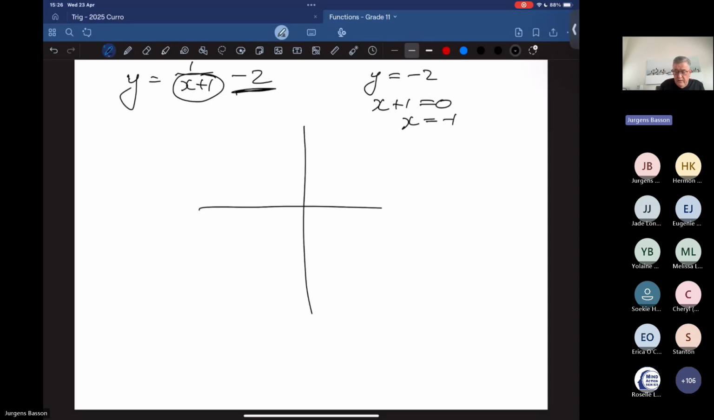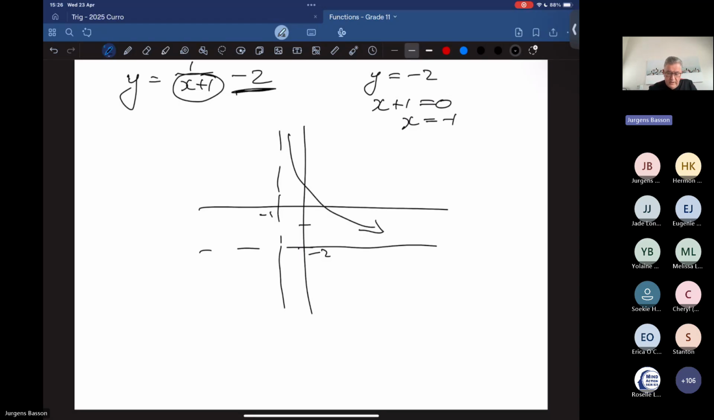And now they must first draw the asymptotes. So we go y equal to minus 2 for the horizontal, and x equal to minus 1 for the vertical. And then we know the shape will stay the same as the mother function, and we can sketch it between those two asymptotes, and then, of course, between these two asymptotes.